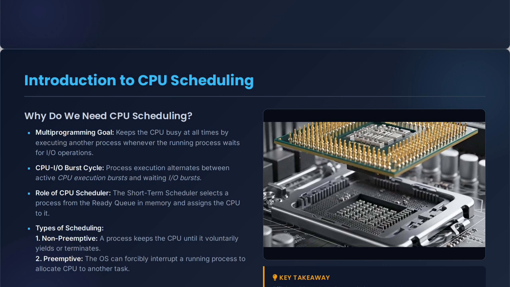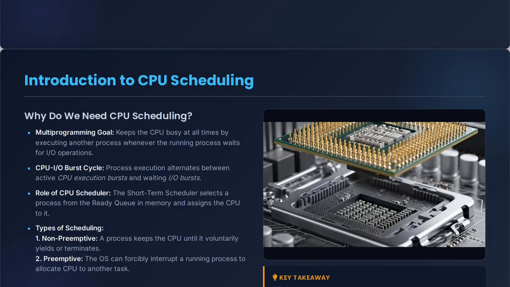Okay, first, the non-preemptive type of SJF, shortest job first. The CPU is assigned to the process with the shortest execution burst time. If two processes have the same burst time, FCFS, first come first serve, is used as a tie breaker. Once started, it cannot be interrupted.